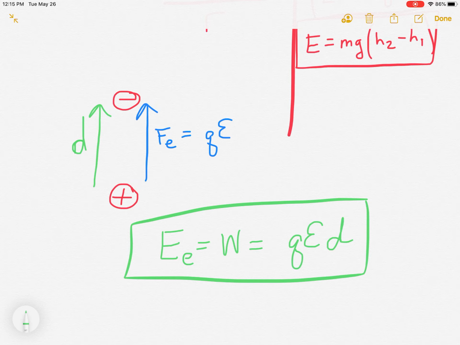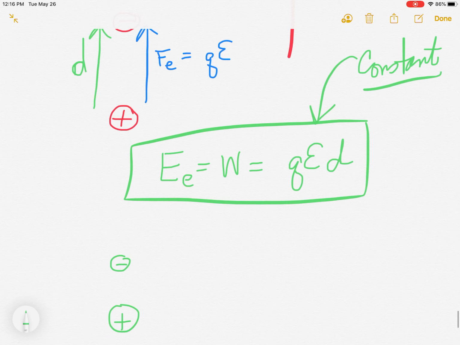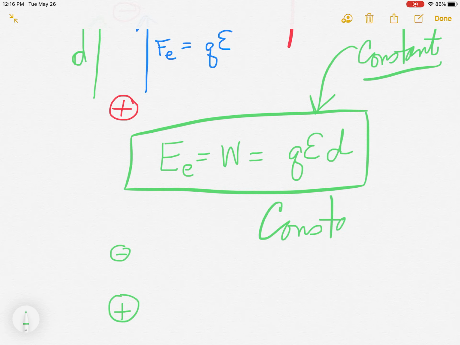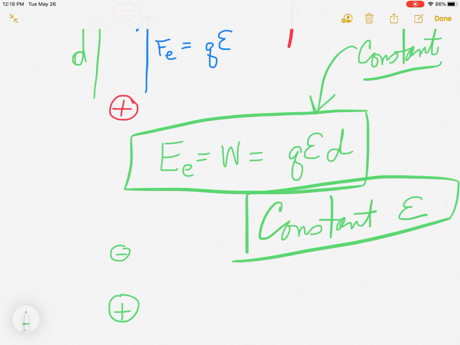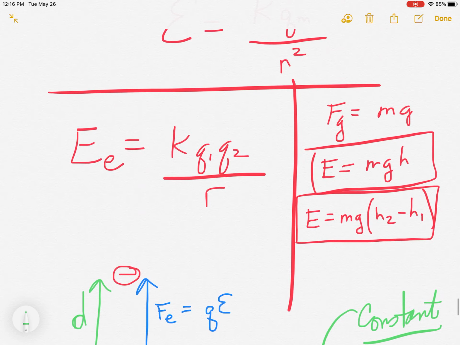We can actually calculate how much work is done in moving things from one point to another in an electrical field. Now here's the catch. This E has to be constant for this to work. And of course, it wouldn't be constant if you were just moving two charges away from each other. So the only time this QEd could work is if you have a constant E situation. And we're going to get to how we generate constant electrical fields, but perhaps we'll save this for another lesson.